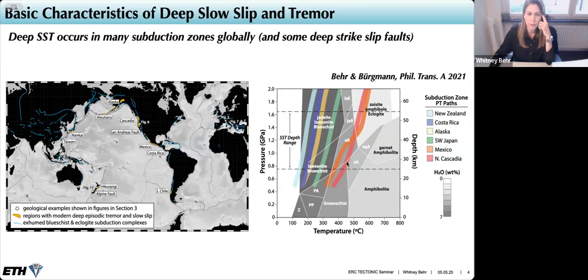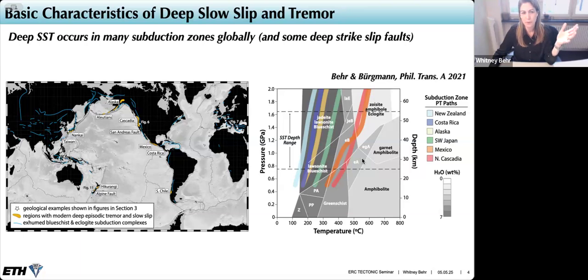And then the diagram on the right shows the thermal gradients for many of these subduction zones, which are quite variable from cold in places like New Zealand to relatively warm in Mexico and Cascadia. And the general depth of deep slow slip and tremor, which I'll be focusing on today, tends to be from about 25 to 55 kilometers in these regions. So if you think about this in terms of metamorphic conditions, this spans blueschist, eclogite, and even in warmer cases, amphibolite facies conditions.